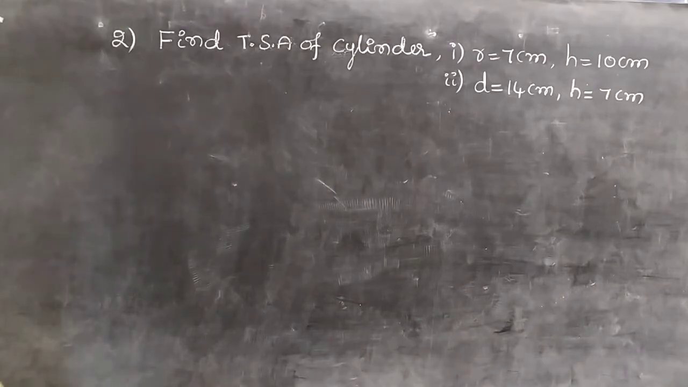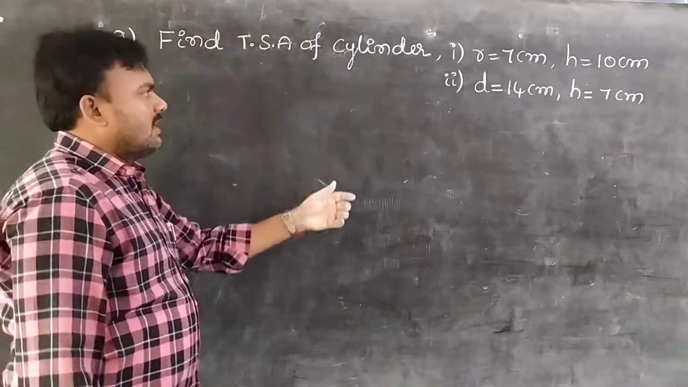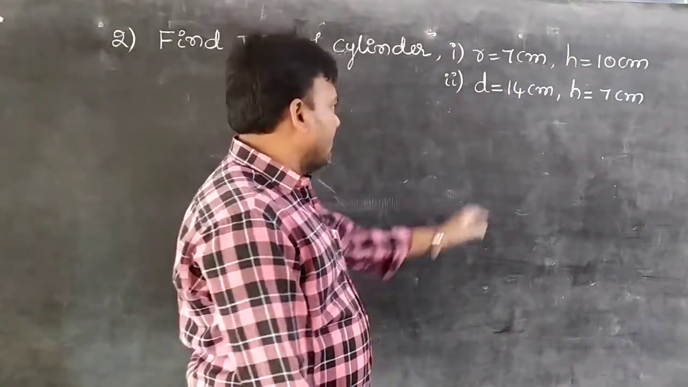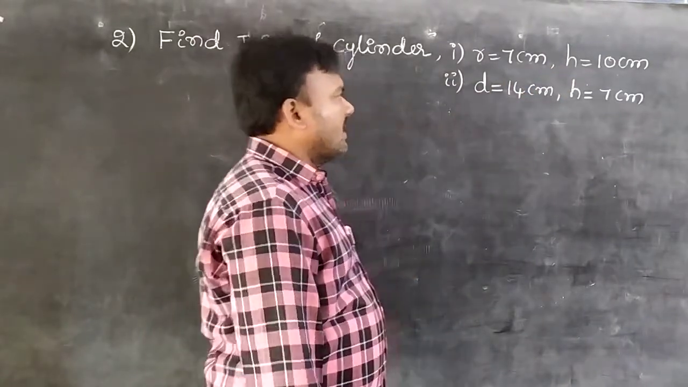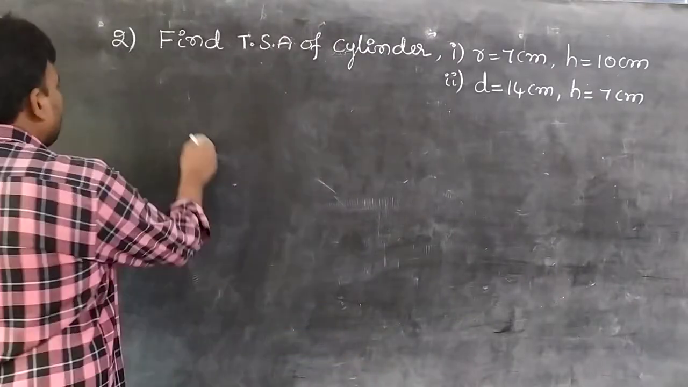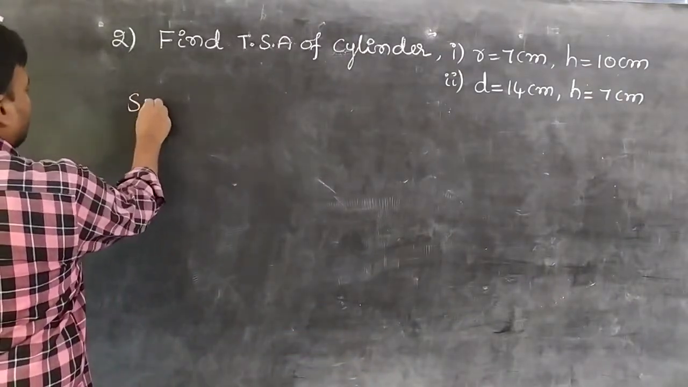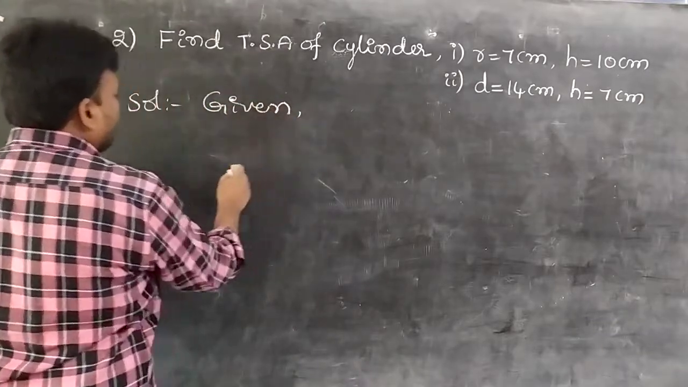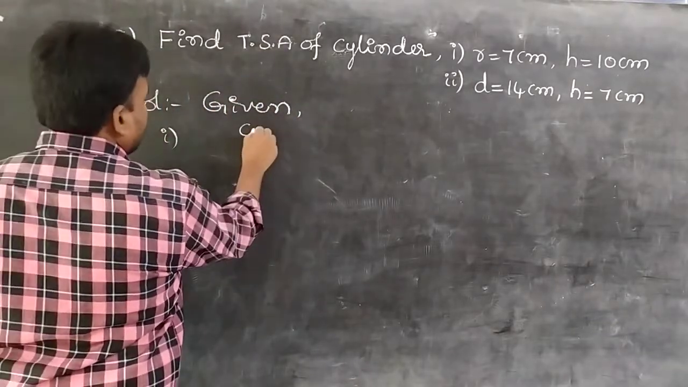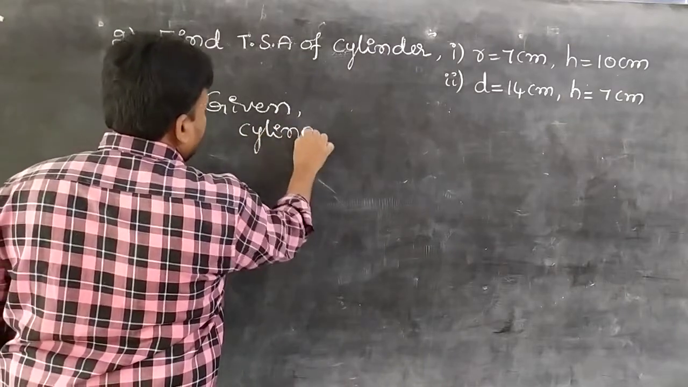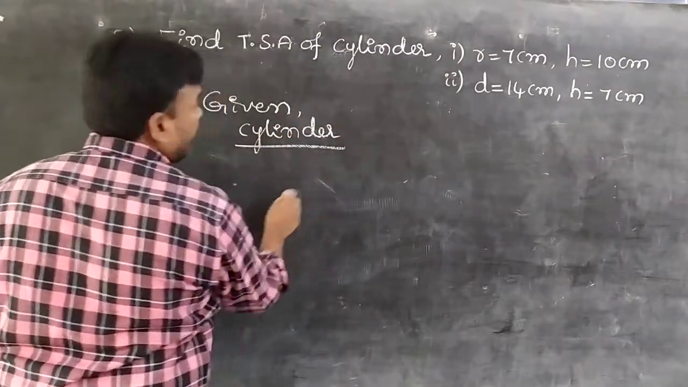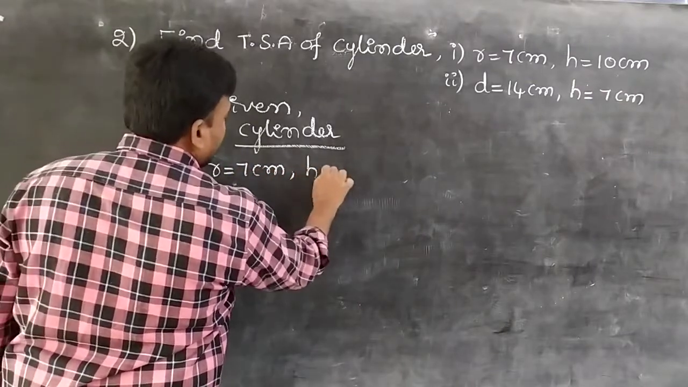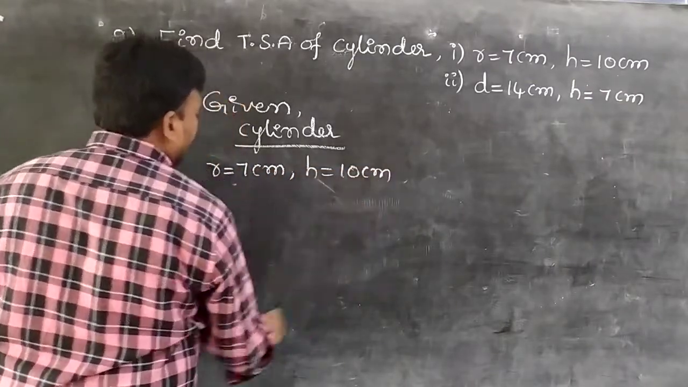Right. So observe this one. Find the TSA of a cylinder. Number one, r equal to 7 cm, h equal to 10 cm. Number two, d equal to 14 cm and h equal to 7 cm, friends. Observe the solution carefully. Same procedure, problem number one. First, keep the heading, students: cylinder. Then what is given, first observe it. r equal to 7 cm and h equal to 10 cm.